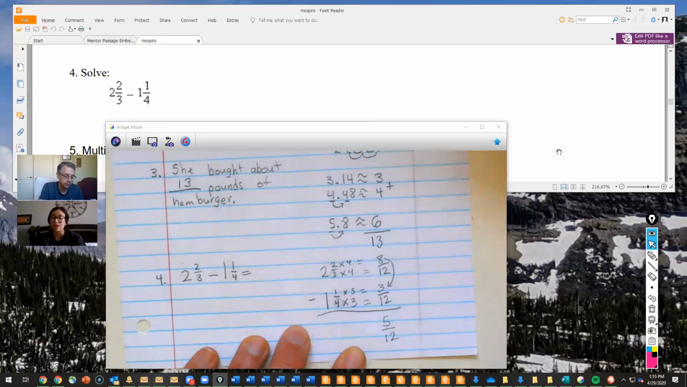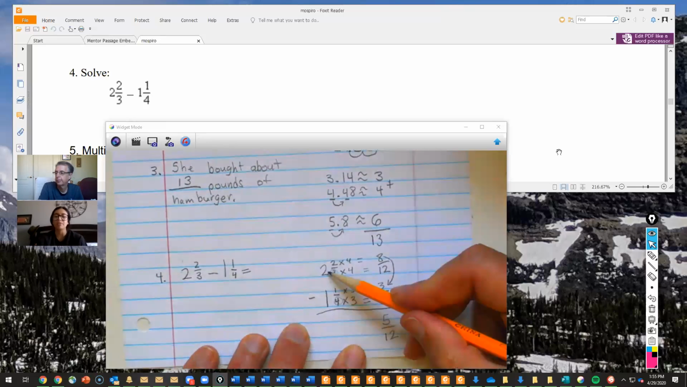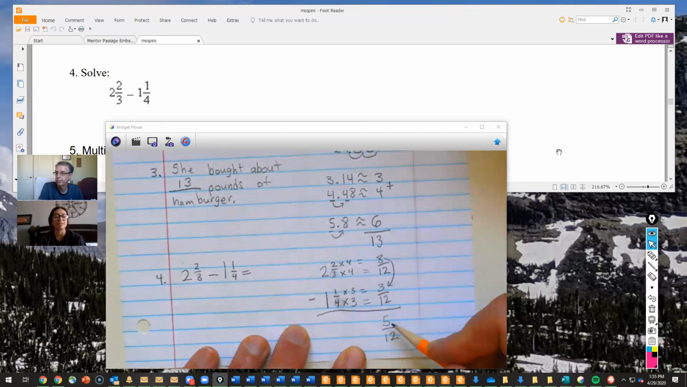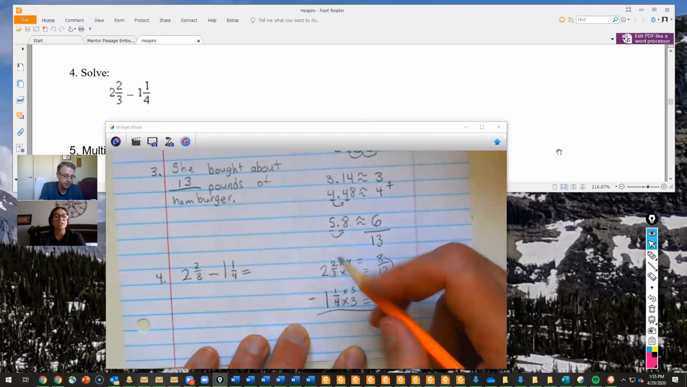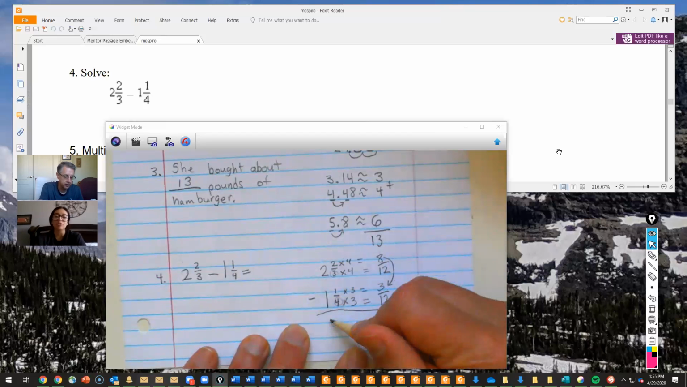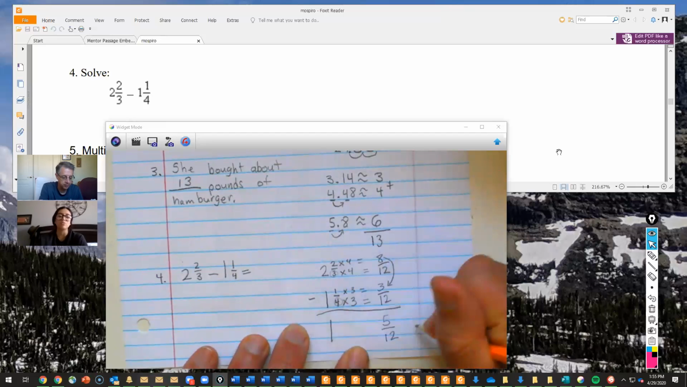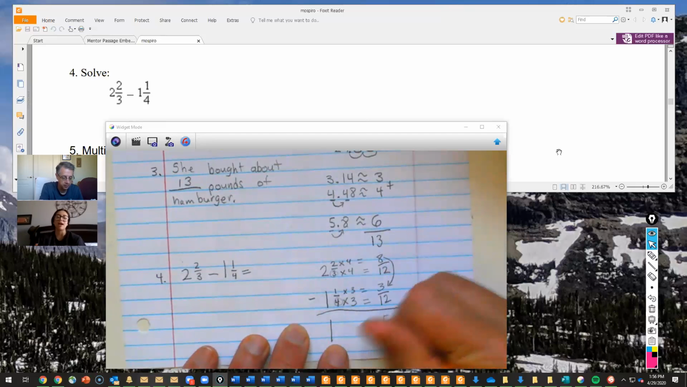And boys and girls, we want to make sure before we move on to our next step that that is in simplest form. And I'm pretty sure that that's in simplest form. It cannot be simplified anymore. Nope. So then we subtract our whole numbers, and 2 minus 1 gives you 1. So your answer should be 1 and 5/12.